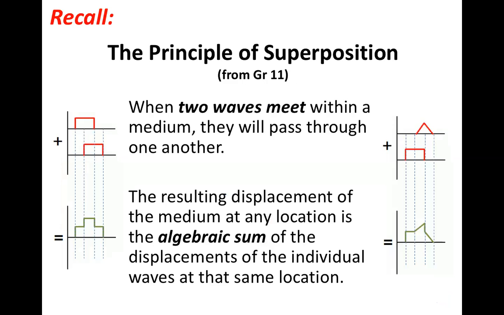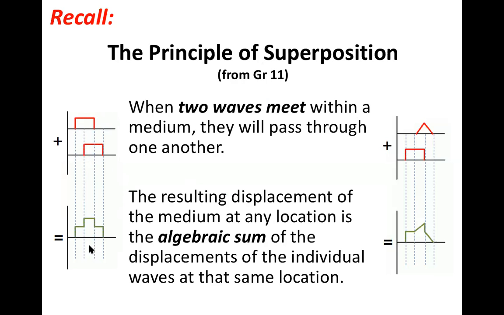So we're just going to recap the principle of superposition, which applies to wave interference. Remembering from last year, when two waves meet within a medium, they will pass through one another. The resulting displacement of the medium at any location is the algebraic sum of the displacements of the individual waves at the same location. So imagine this crest going to the right and this crest going to the left. At the moment that they overlap, I guess this is partial overlap, at this moment in time, if you have them separately, they each look like that.